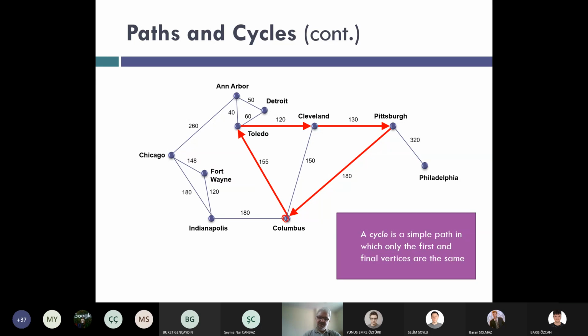So we start with Columbus. The path goes to Toledo, Cleveland, Pittsburgh, and comes back to Columbus again. This is called a cycle. This cycle is simple since no vertex except the first and last repeats. The first and last are the same, but no other vertex repeats in this cycle. So it's a simple cycle.